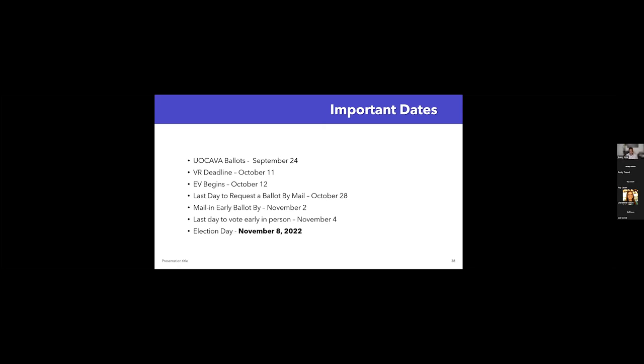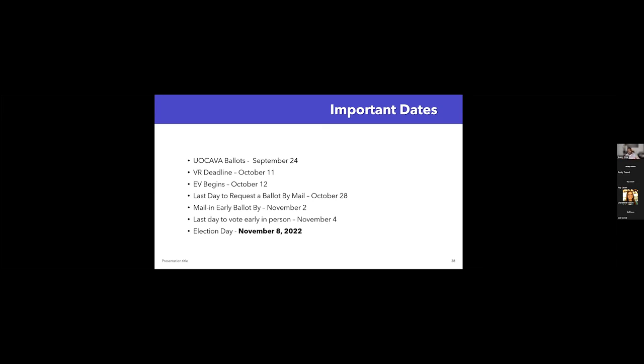All right, we have some important dates. As you can see, today is an important date, the deadline for voter registration. Today is the last day to register to vote. So if you have not registered to vote, or if you need to update your registration, remember, if you change your name, move, or you want to change your political party, you need to update your voter registration. Do that by 11:59 tonight.